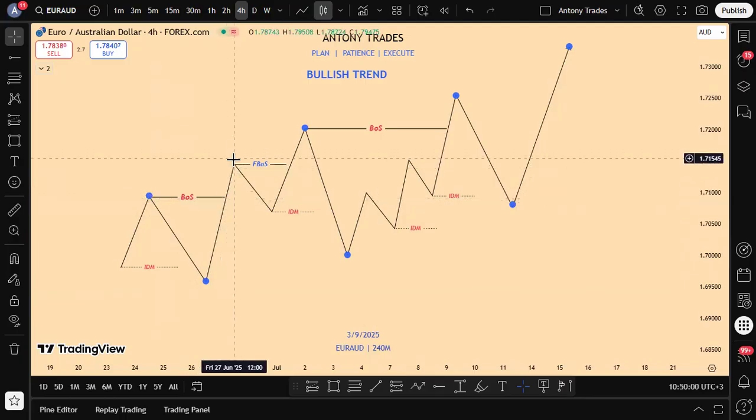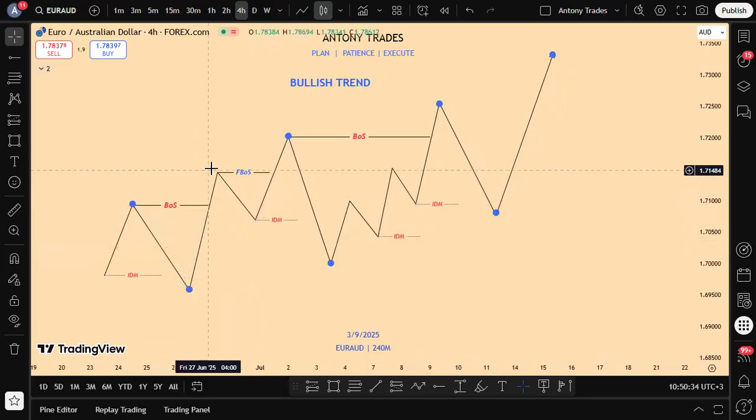By doing so, this becomes a valid break of structure. After that break of structure, you saw there is a pullback here. Then the market pushed to the upside and broke the structure. But this break of structure is different from this break of structure. Someone tell me, what do you think is the difference? The difference is, if you have said that this break of structure has not swept any liquidity, then you are correct, because there was no liquidity in this impulsive move. So this break of structure tends to be a fake break of structure.